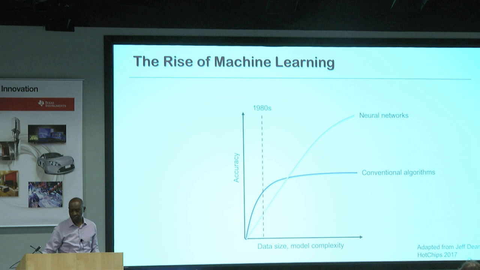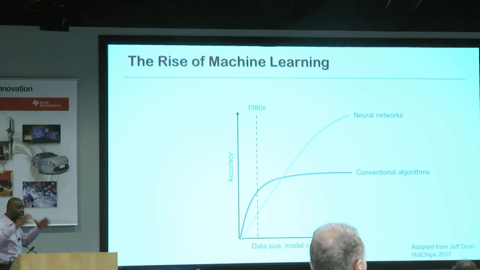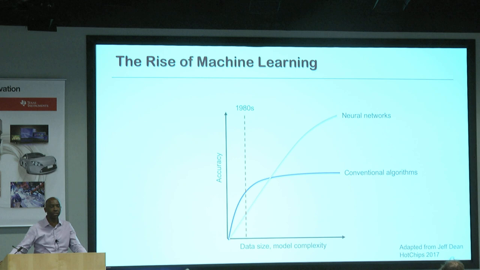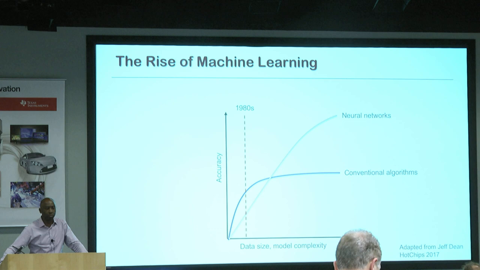So let's look at machine learning. This chart shows what's happened over time. On the x-axis, we've got data size and model complexity. And on the y-axis, we have accuracy on some task, be it recognizing images, doing language translation, or language understanding.